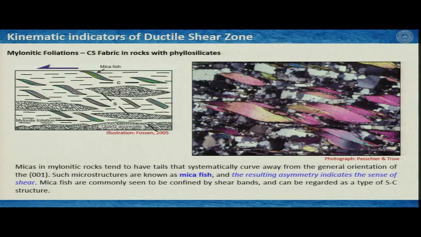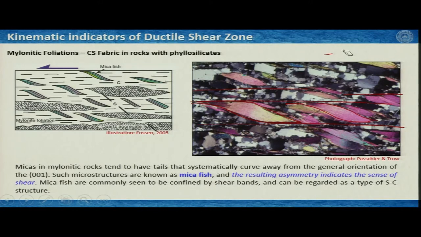Now, in the development of CS fabric, because CS fabrics also involve a lot of phyllosilicates, mica and so on, an interesting structure is being produced, which is known as mica fish. And these are your mica fish. Let's have a look at this excellent image from Passchier and Trouw. So you can clearly see that these mica grains are defining this S fabric, and these are C fabric. Okay. So the sense of shear in this case is also sinistral.